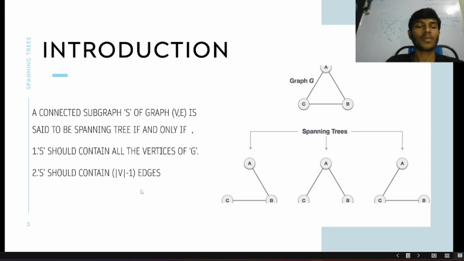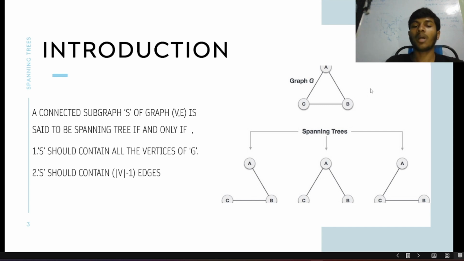And S should contain V minus 1 edges. Here there are 3 vertices, so 3 minus 1, 2 edges, so this is a spanning tree. Here also the same: C to A, A to B, 2 edges, and the same 3 vertices A, B, C. Here also A to C and C to B, 2 edges, meaning V minus 1 edges and V vertices. The number of vertices should be the same and the edges should be V minus 1. Then we can say that it is a spanning tree.